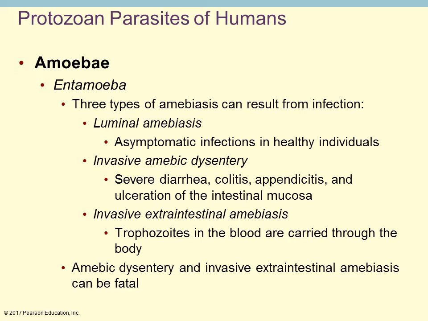The type of infection depends on where the amoeba basically ends up. Luminal is going to be asymptomatic in a healthy individual. If it's invasive amoebic dysentery, symptoms are going to be severe diarrhea, appendicitis, etc. If it's in the blood, it's referred to as invasive extraintestinal, and this, because it's in the blood, can lead to additional problems. If left untreated, it can be fatal.